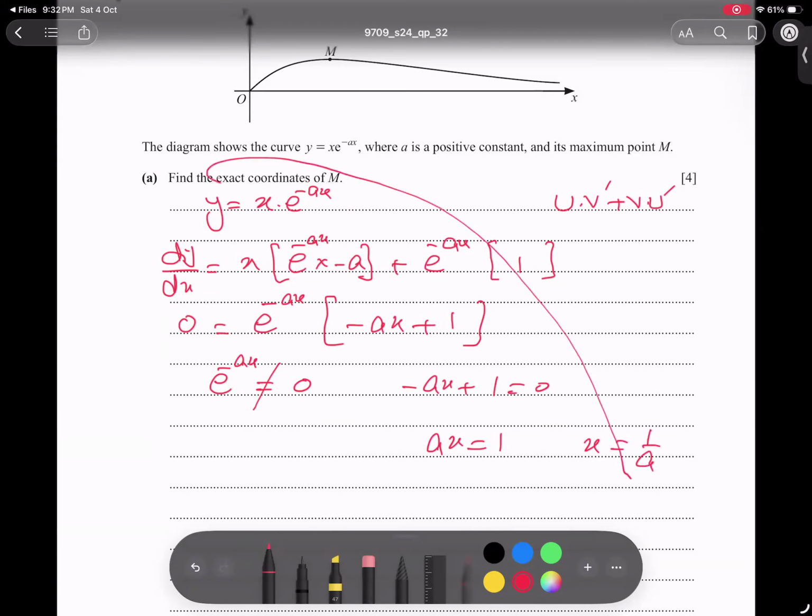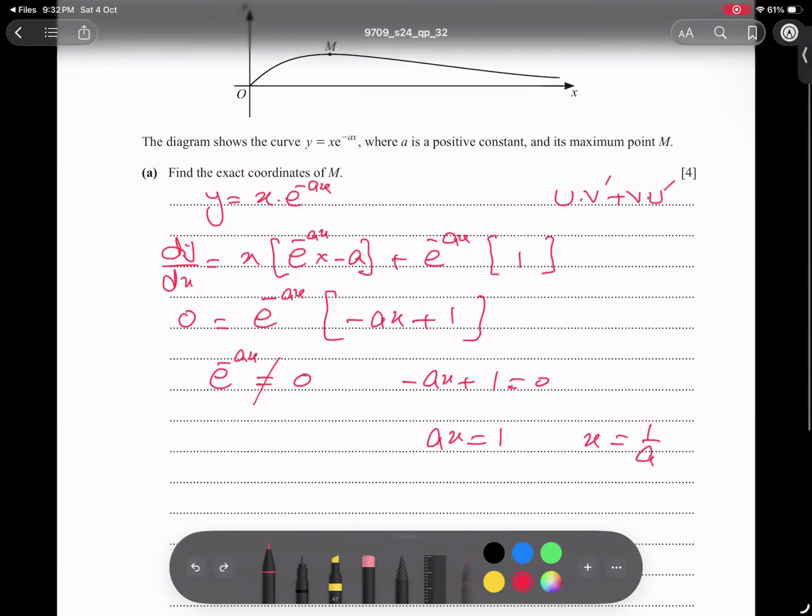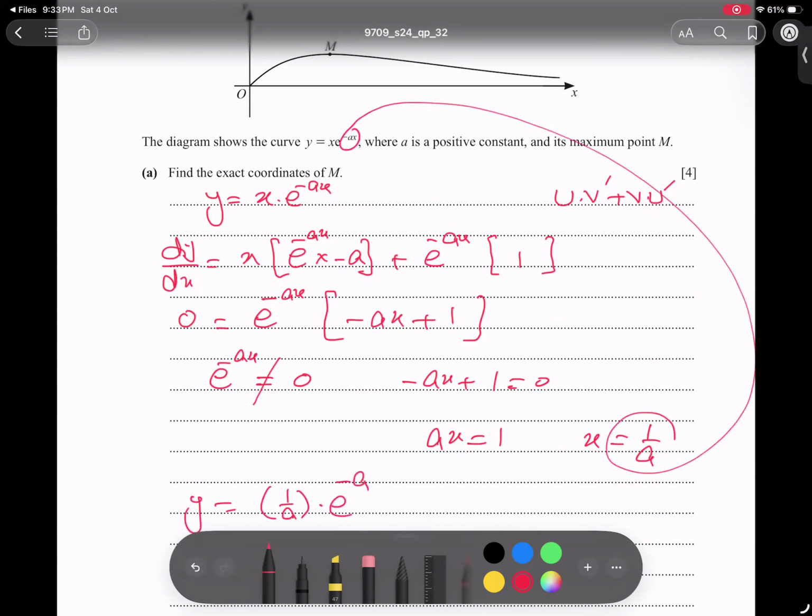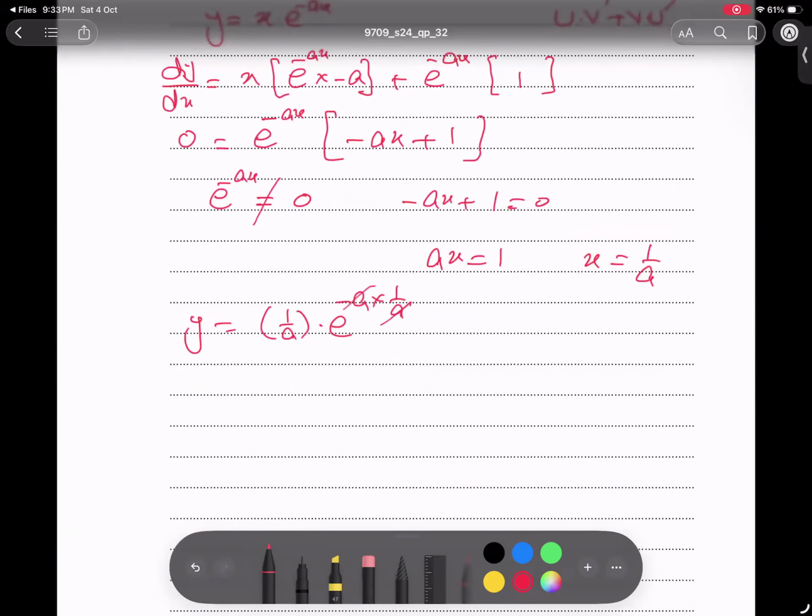But it says exact coordinates, not just the x coordinate, y as well. So this x value I plug into the top equation. So y equals the x value 1 over a, times e to the power negative a times 1 over a in the power as well. The a cancels out, and I get 1 by a, e to the power minus 1. If I bring it into the denominator, I get this. So what is the final answer? 1 over a, comma 1 over ae. So this is my answer for the M coordinate.